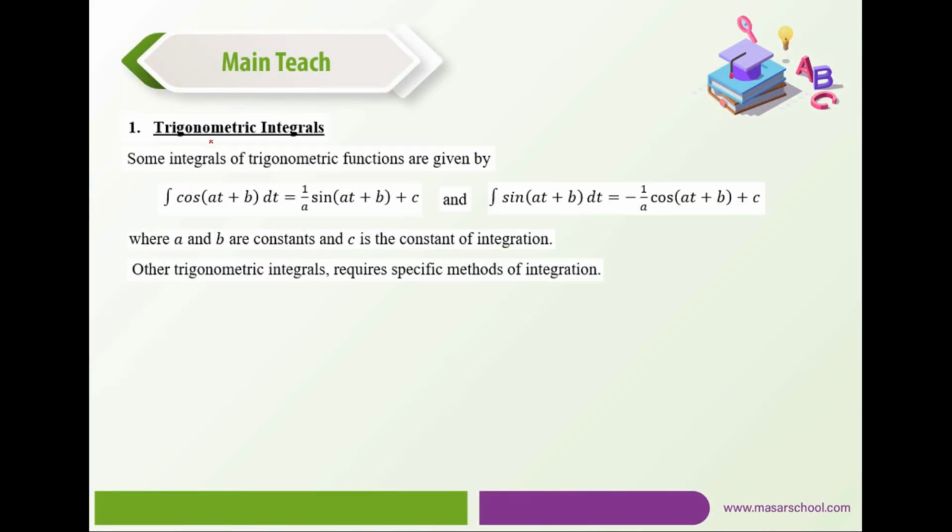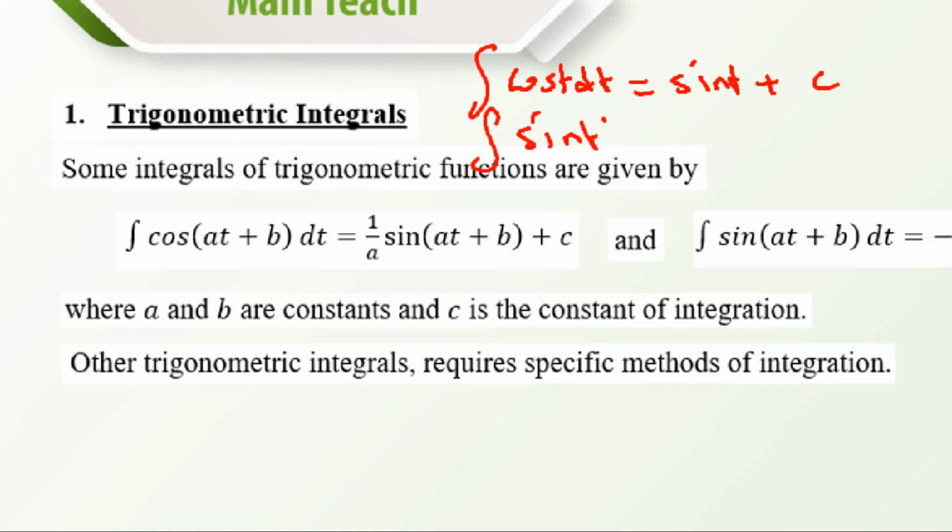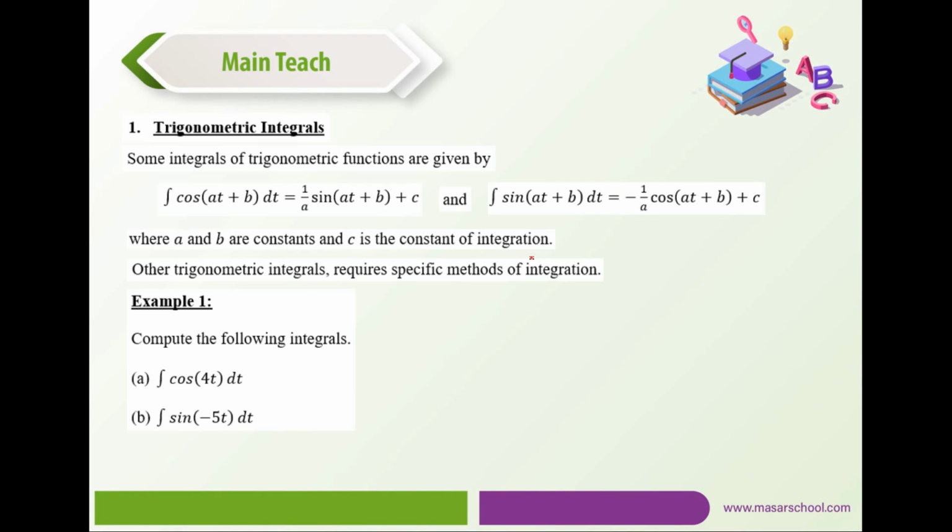Also we can say if a is 1 and b is 0, then the integral of cosine t dt would be sine t plus a constant, and the integral of sine t dt is negative cosine t plus a constant. This also holds, and here I'm introducing the general form of these integrals. Now example 1: compute the following integrals a and b. Let's start with part a.